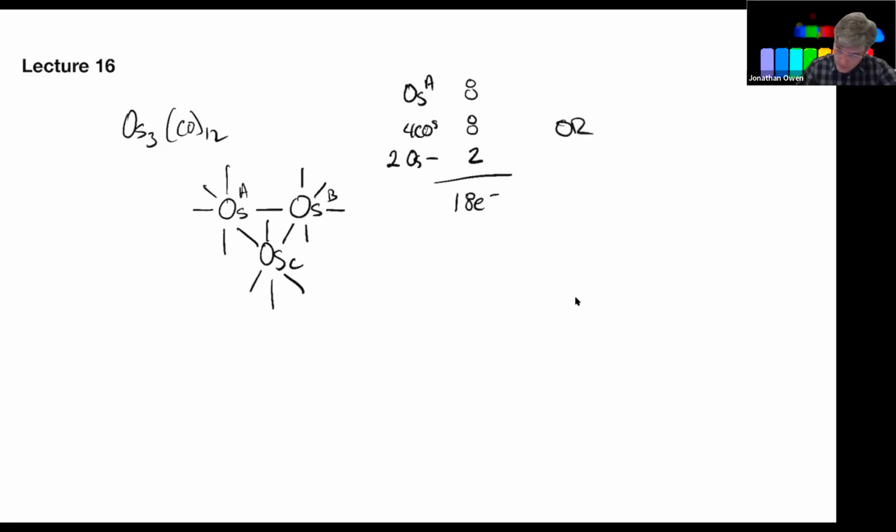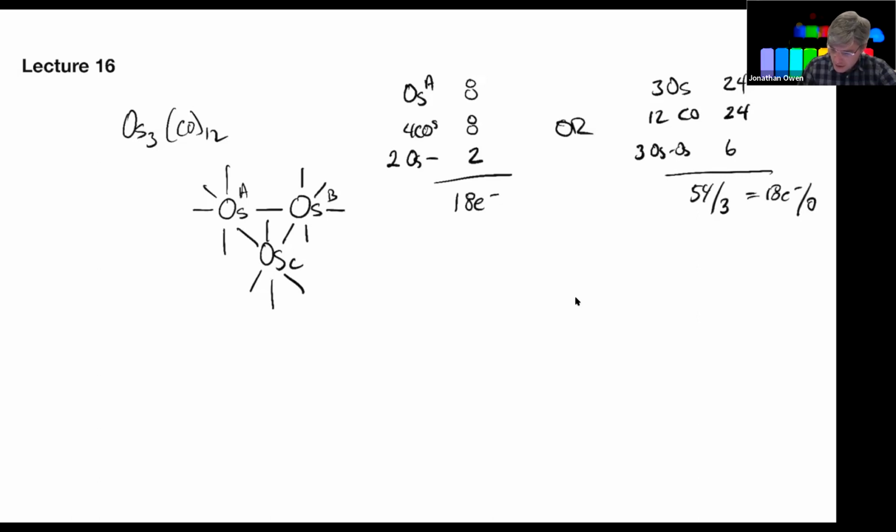Or you could say you have 3 osmiums, 12 COs, and 3 osmium-osmium bonds. So 3 times 8 electrons for osmium, because osmium is in the iron, ruthenium, osmium column. 12 COs is 24, 2 electrons per CO. Now, how do we count the osmium-osmium bonds here? Each osmium-osmium bond is counted as 2 electrons in this case. And that gets you to 54 electrons for 3 osmiums, which is equal to 18 electrons per osmium. So that's a nice closed shell cluster.